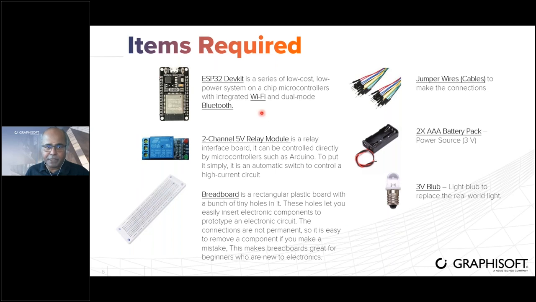Most of the IoT devices use a custom board, but these are things I can get off the shelf as well. The first thing you need is the ESP32 dev kit board. It has Wi-Fi capability and Bluetooth capability, right? It also needs a two-channel 5-volt relay module, which controls the light on and off, right? So it controls the light.